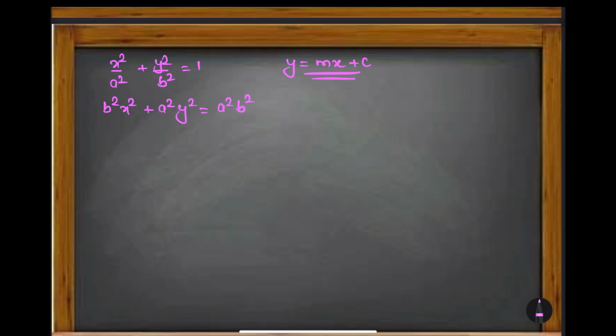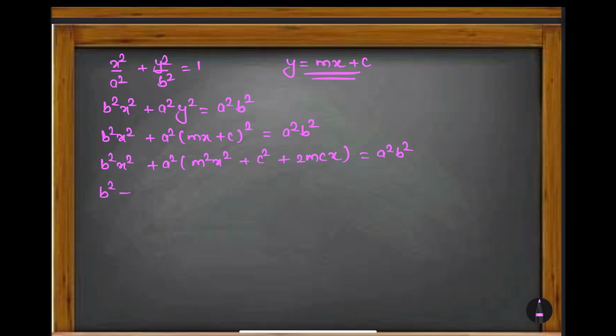Now replace y with this. Okay, so b squared x squared plus a squared, and in place of y we can write (mx plus c) whole squared, equals a squared b squared. Now let's open this bracket. So b squared x squared plus a squared m squared x squared plus c squared plus 2mcx equals a squared b squared. Now write it as a quadratic in x. So it is (b squared plus a squared m squared) on the whole times x squared plus 2a squared mc x plus a squared c squared minus a squared b squared.